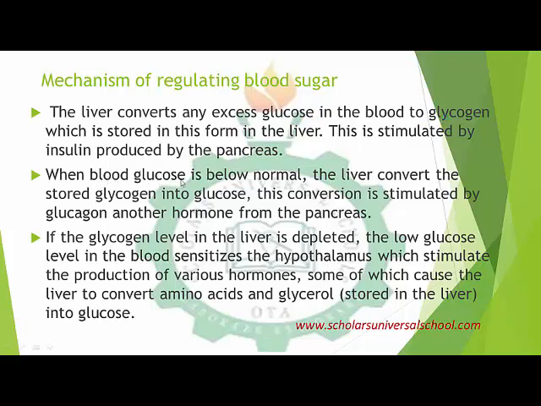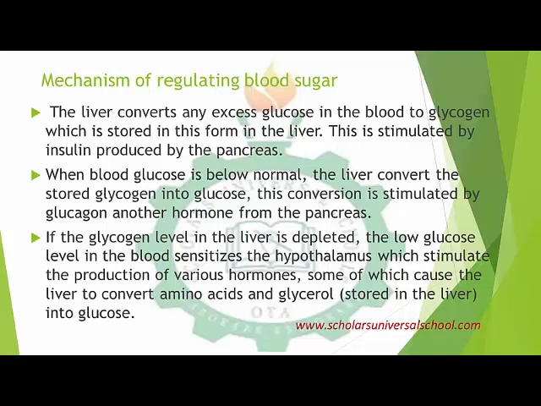But when the blood glucose is below the normal, the blood does not have enough glucose, then the liver reconverts the glycogen back to glucose. That is also done by another type of hormone that is called glucagon. That hormone is released from the pancreas too. So this insulin and glucagon, they are very important in regulating the control of excess glucose.